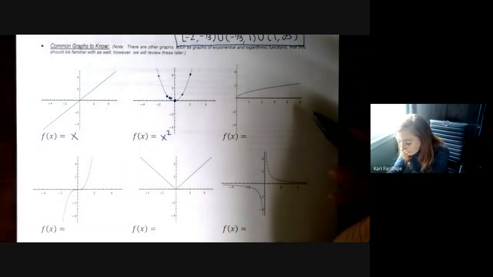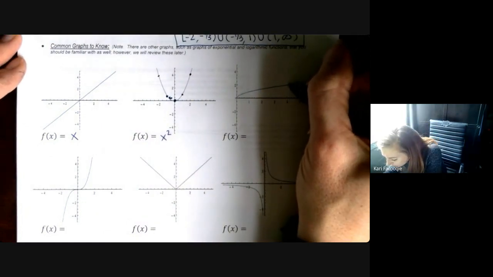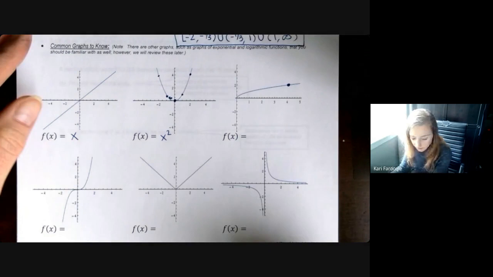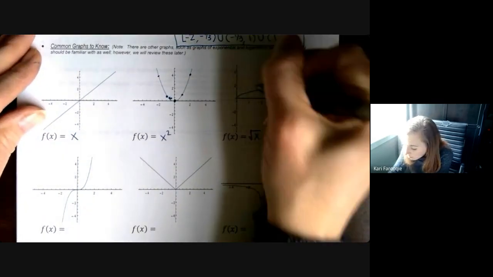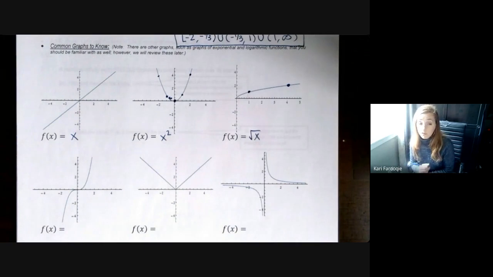This one is your radical function. If you're not sure, note that when x equals 4, y equals 2. So this is your square root function. And you do still have this point at 1, 1. So those are going to be key points in your square root function.